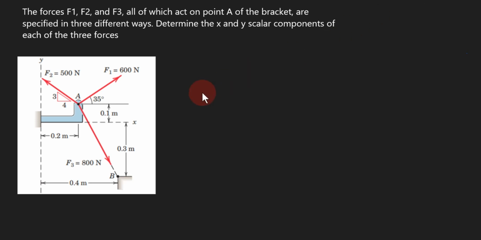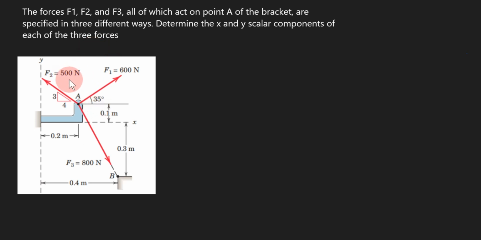In this lesson, we are going to solve this question I have on the screen. The question says that the forces F1, F2, and F3, all of which act on point A of a bracket, are specified in three different ways. Determine the x and y scalar components of each of the three forces.